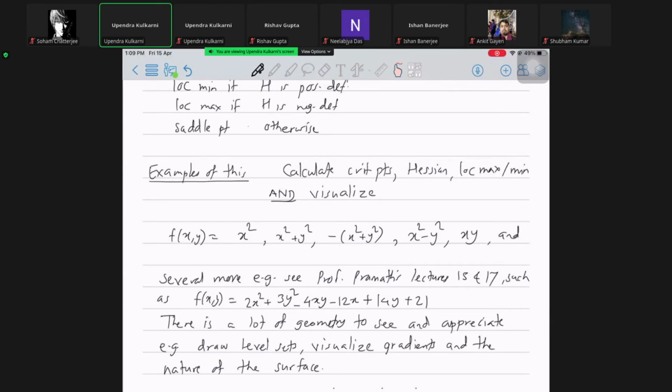Of course, as a calculation, you can do these calculations, but one key thing. Okay, let's just look at these 2 examples: x square minus y square and xy. Let's just think of them for a moment. How many critical points do we have? Let's look at x square minus y square. How many critical points? Just one. Where? At the origin, correct?